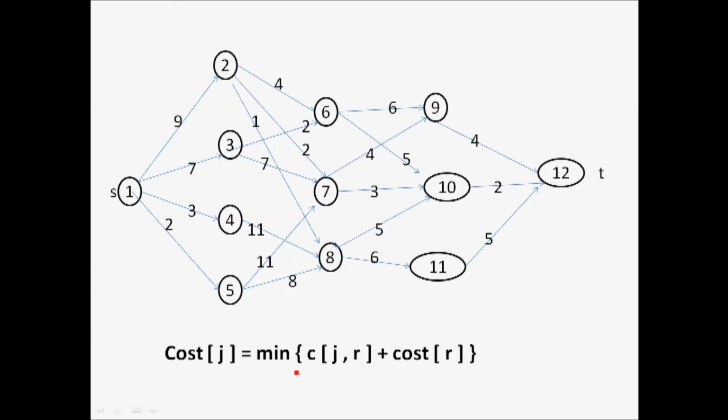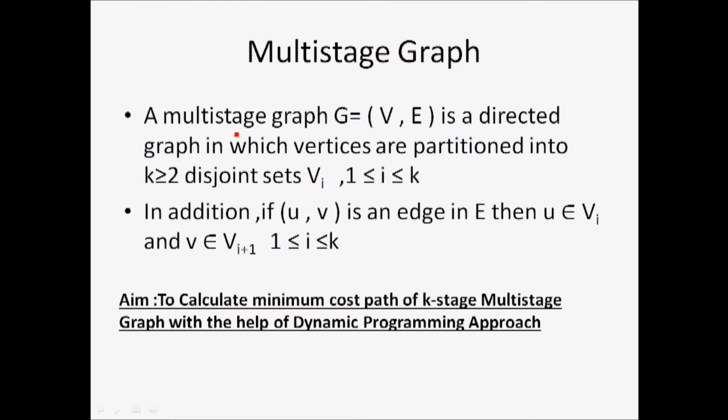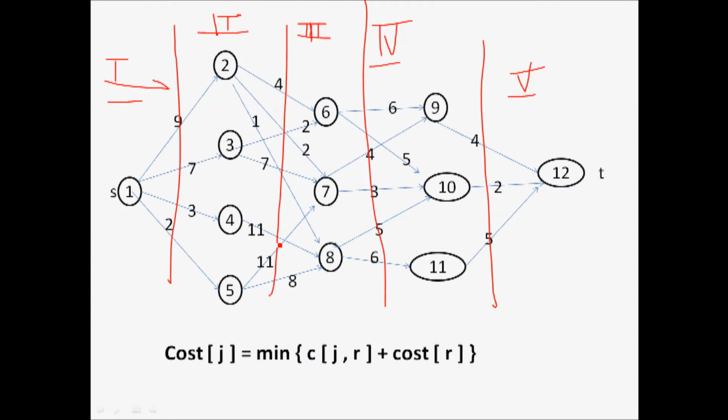We are going to partition this graph into stages. For example, this is stage 1, this is stage 2, this is stage 3, this is stage 4. That is, it is the first stage, the second stage, the third stage, the fourth stage, and the fifth stage. And we are going to find the minimum cost path, such that we have to take a decision at each of the stages through dynamic programming.